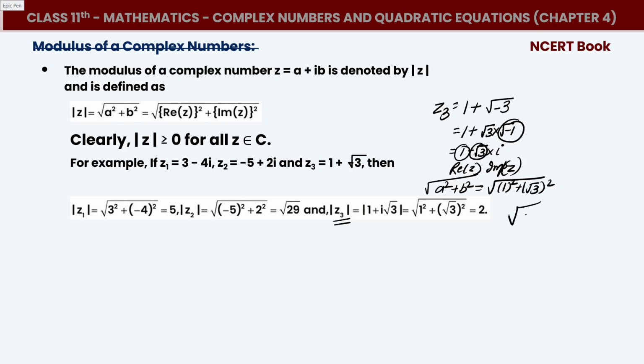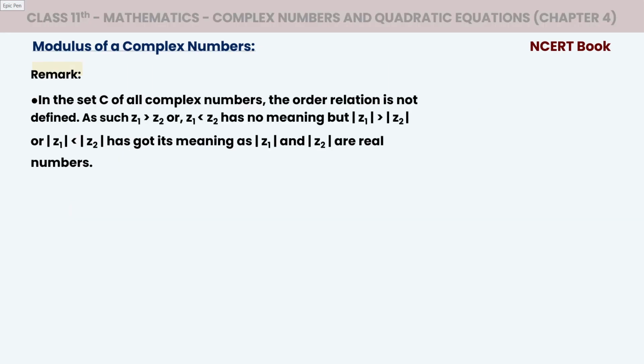Now, the square root of 1 plus 3 is equal to the square root of 4, and we know the square root of 4 is equal to 2. Now we simply apply the formula and we can find the value of the modulus of any complex number, right friends? Clear? Now, let's see some remarks about the modulus of a complex number.